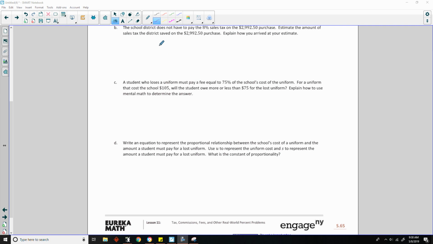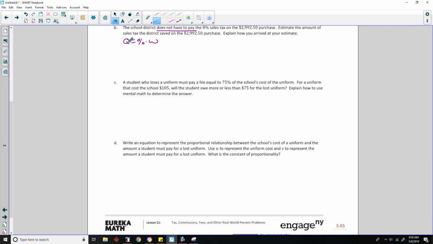Part B says the school district does not have to pay 8% sales tax on the $2,992.50 purchase. Okay, school districts are tax exempt. Estimate the amount of sales tax the district saved on this purchase and explain how you arrived at your estimate. So I will still use that formula, quantity equals percent times whole.